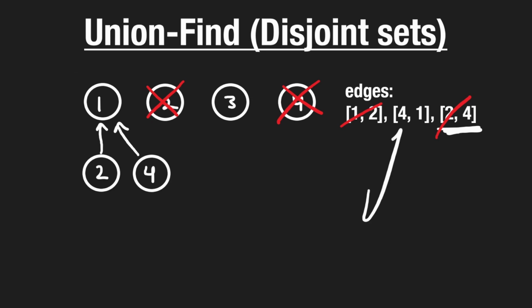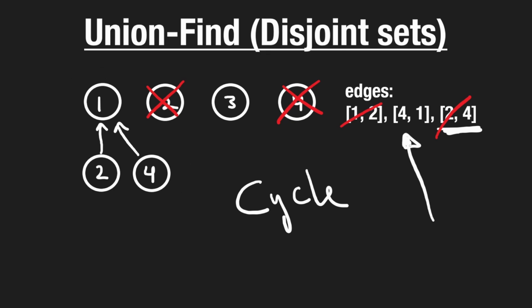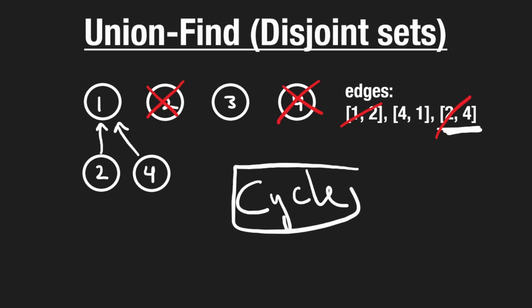And in the context of this problem, that would indicate that this graph has a cycle because we're connecting two nodes that were already connected. That's at least assuming that all edges here were unique. And in this case, they were unique. That means we must have a cycle.